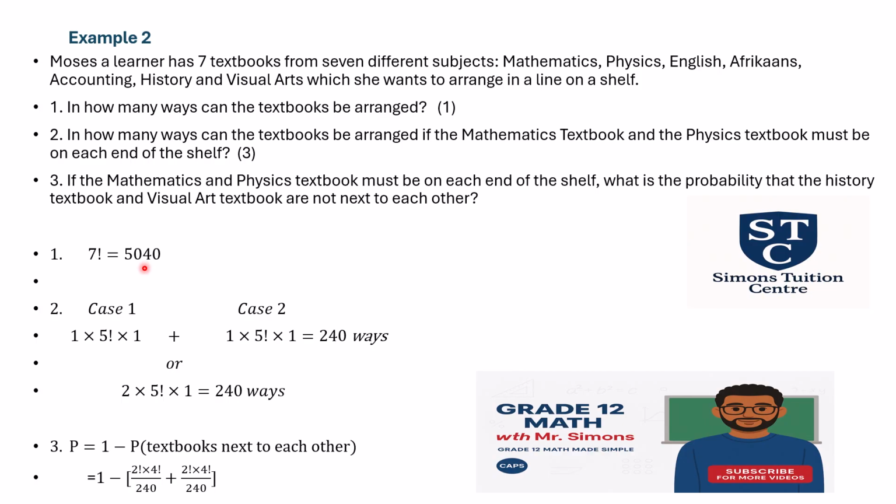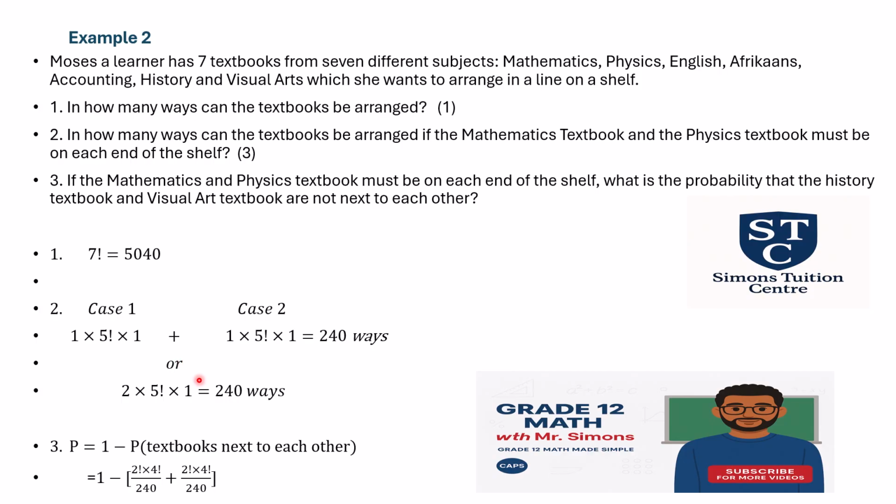Right, number 2, in how many ways can the textbooks be arranged if the maths textbook and the physics textbook must be on each end of the shelf? They didn't specify it's maths specifically in the beginning and physics at the end. So it can be maths or physics in the beginning. So we have 2 cases, right? If that is there, 2 books are out and only 5 are left. So the 5 in the middle would be 5 factorial, which gives me 2 times 5 factorial, which equals 240 ways. Right? So 5 factorial, 120 plus 120 gives me 240 ways.